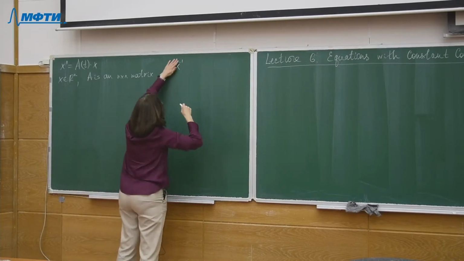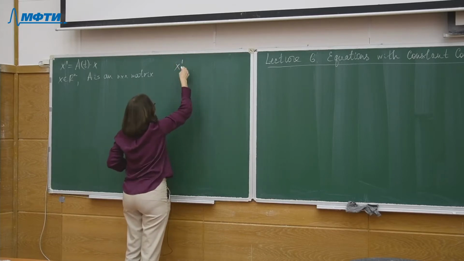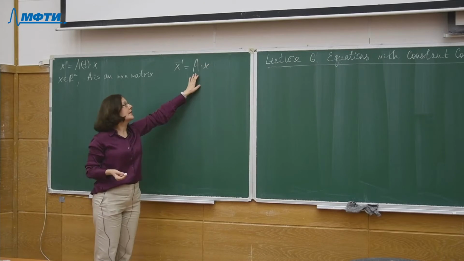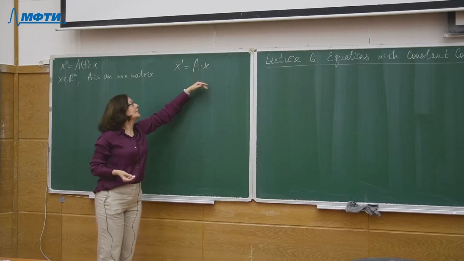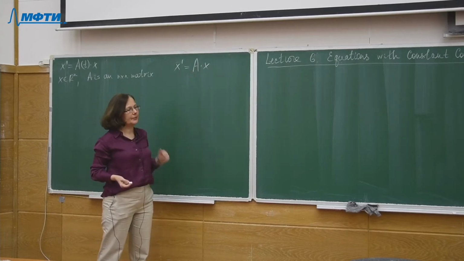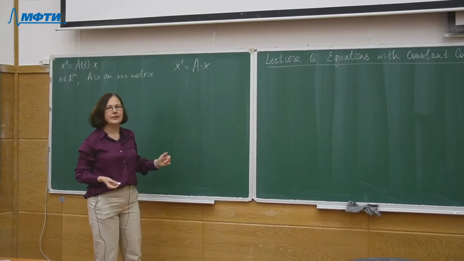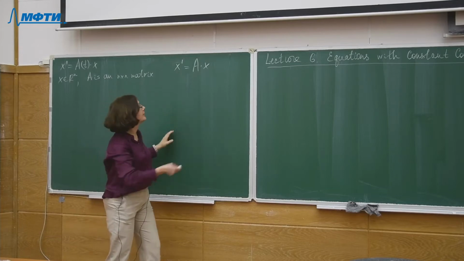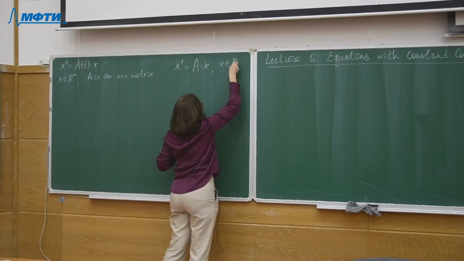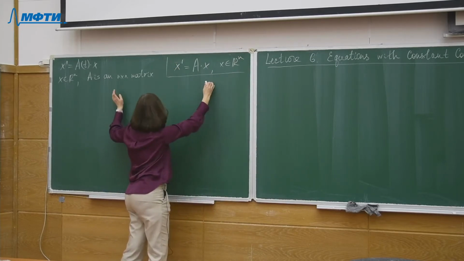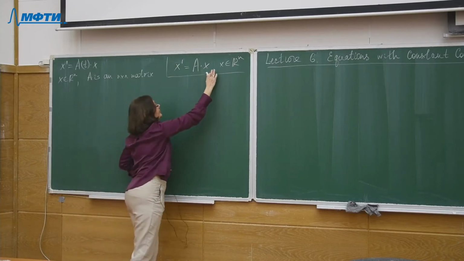So x prime, I will omit the bar above the vector, equals A times x. So A is a constant matrix. The entries of this matrix do not depend on t. And this is a homogeneous linear differential equation in Rn. So by x I mean an n-vector. Today we will discuss this particular case of linear equations.